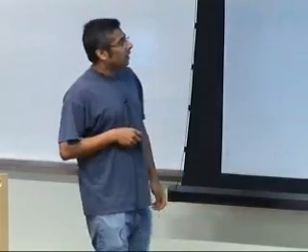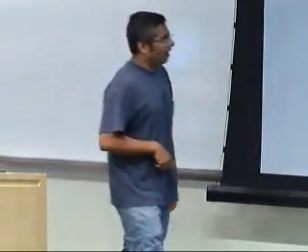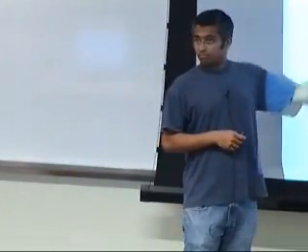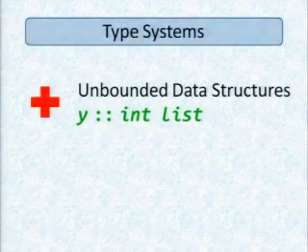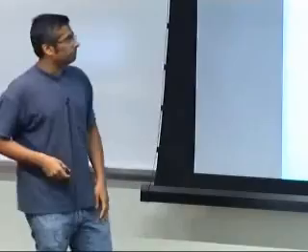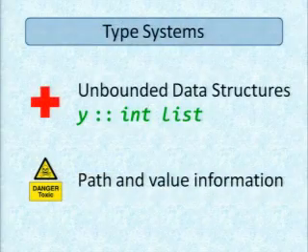And the things that type systems are really good at are reasoning about very coarse properties. For example, that x is an integer, or that y is a list of integers or a list of strings. So these are not very precise properties like y is currently the integer 12, but that y is right now some integer or some integer list. However, what type systems are not so great at is path and value information.